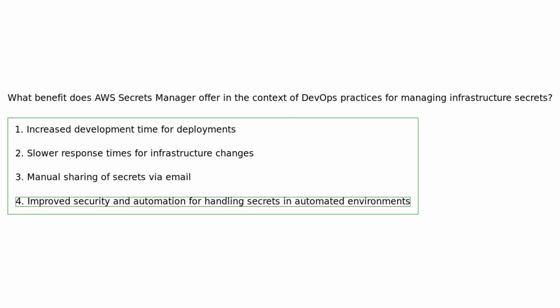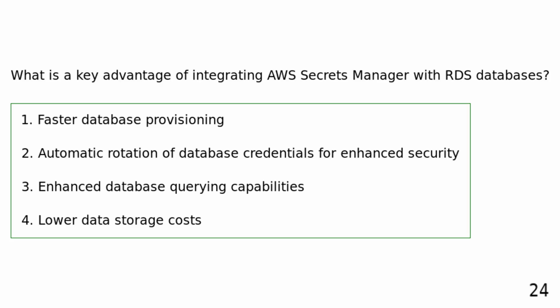AWS Secrets Manager offers improved security and automation for handling infrastructure secrets in DevOps practices, supporting secure storage, rotation, and access controls for managing sensitive information in automated environments with reduced risk of exposure. What is a key advantage of integrating AWS Secrets Manager with RDS databases?